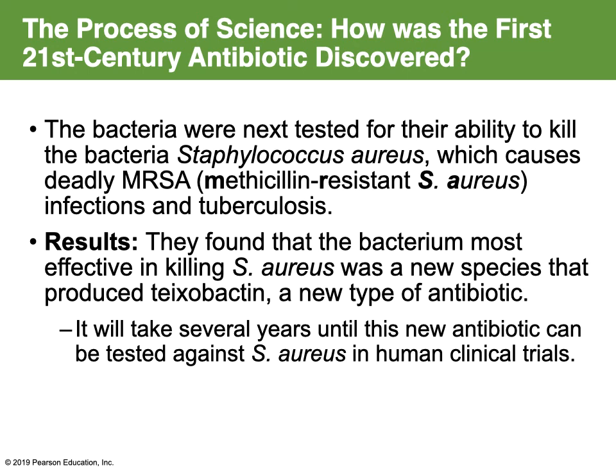Well, they found that the bacterium most effective in killing Staph aureus was a new species that produced Teichobactin, which is now a new antibiotic. So it's going to be a while before you're going to see it on a shelf somewhere. They're going to have to go through a series of tests and eventually human clinical trials, like we're hearing about potential vaccines for COVID. But the fact is that by just studying bacteria in the natural environment, they were able to find a new chemical, a chemical we had not previously known of.